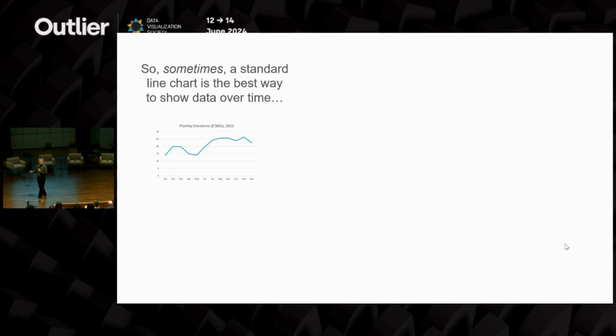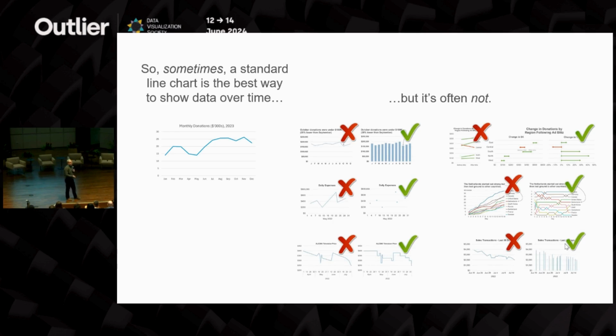So where are we at? Well, we've seen that, yes, sometimes standard line charts are a good way to show data over time, but there are plenty of situations when it's not. And so our simple rule of thumb of always using standard line charts to show data over time really isn't holding up very well at all. It's going to steer us wrong in many situations.